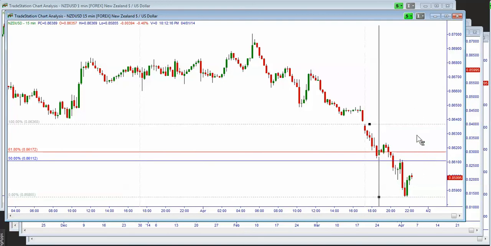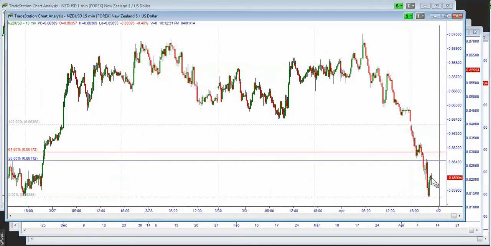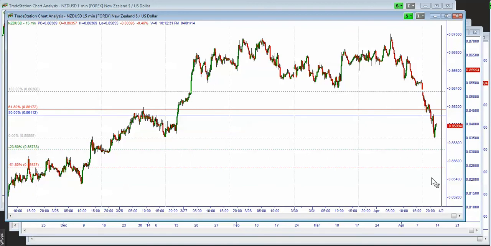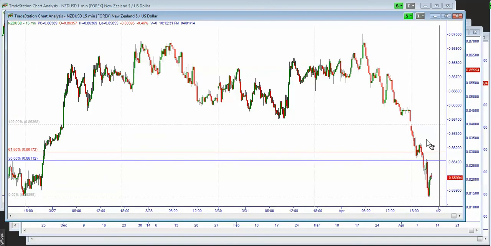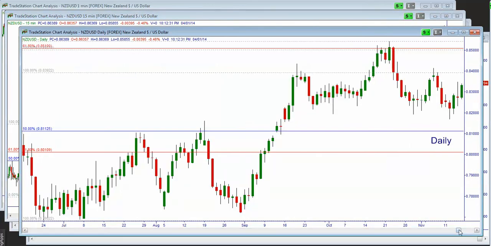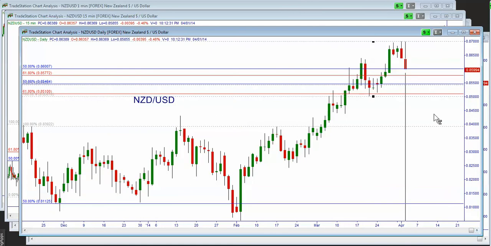If we get above that level, we could trade long with a stop below lows, and we could try to continue the move. If we stay below this 086.18-19 and we continue lower, I'm going to look at what the price behavior is going to be into this 85.46.